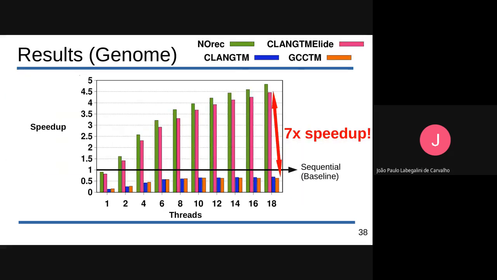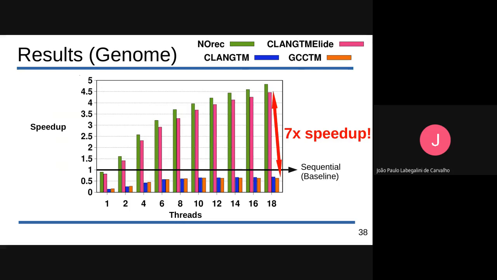In this slide, I show the performance of eliding transactional memory in the Genome application. In the y-axis, we see the speedup. In the x-axis, we see the number of threads used to execute the application. We have 4 points in each execution. The green bar shows the manually annotated transactions. The pink bar shows the transactions annotated with the compiler support in Clang that we implemented, and also with the tm_elide annotations to elide the barriers that are not necessary.